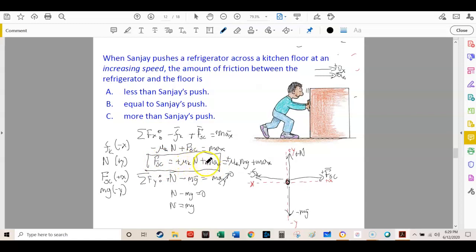But the friction force, okay, if you look at it, Sanjay is pushing this friction force, and since we brought it on the other side, Sanjay's push is equal to the friction force plus the acceleration of the crate, which means that Sanjay's push is greater than the friction force, which is mu sub k times the normal force, which is equal to mg in this case. So that's what we can conclude, which is that the friction force is less than Sanjay's push.